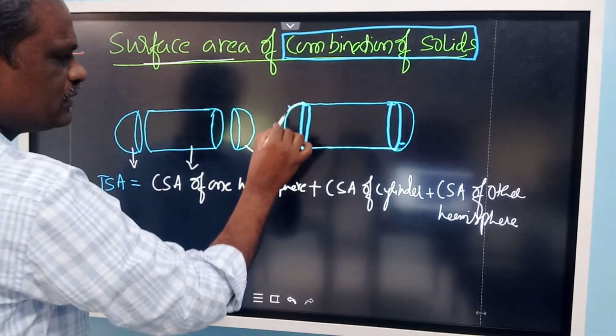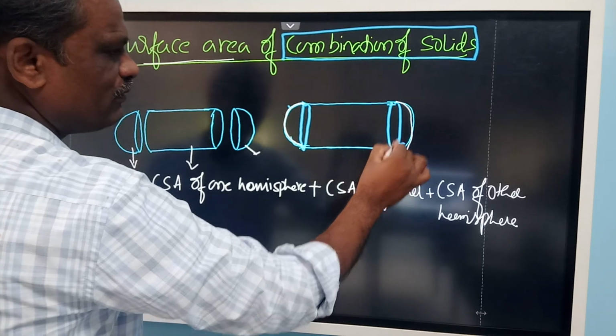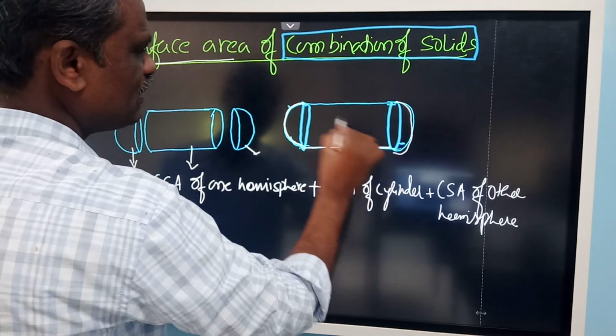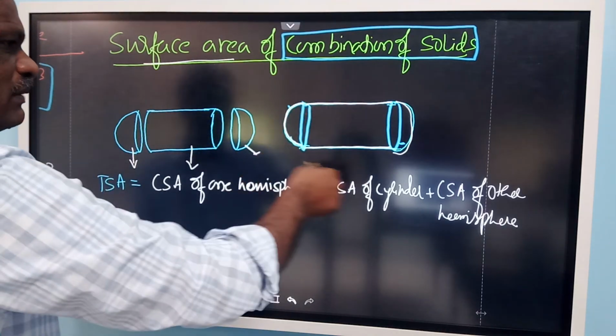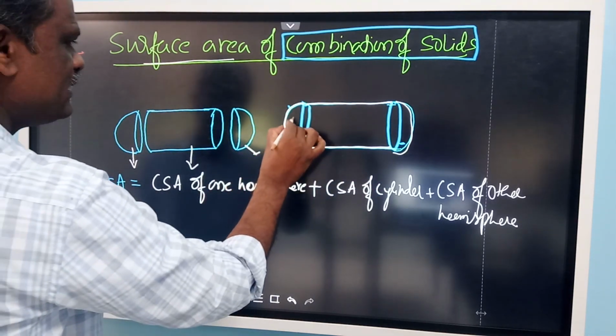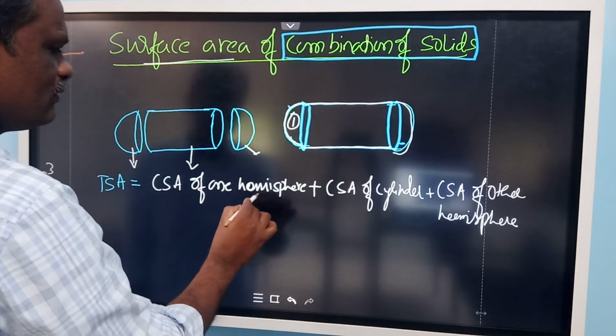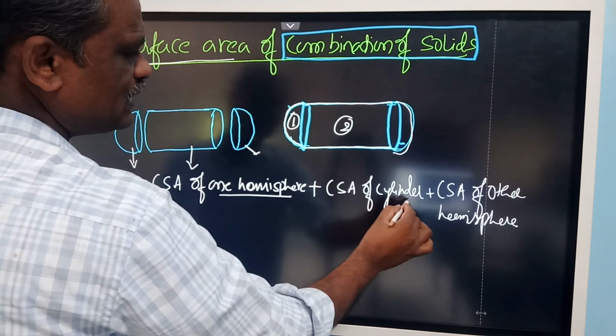So only the curved surface area of this hemisphere, then the curved surface area of another hemisphere, then the curved surface area of the cylinder. If you add these 3, it gives the total surface area of this new solid. Look at this, the new solid has the curved surface area of one hemisphere, this one. Second, this is the curved surface area of the cylinder.